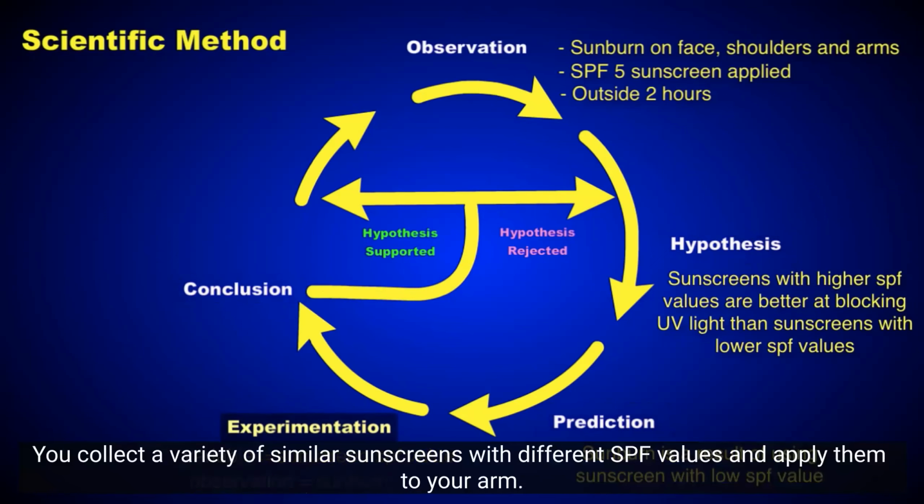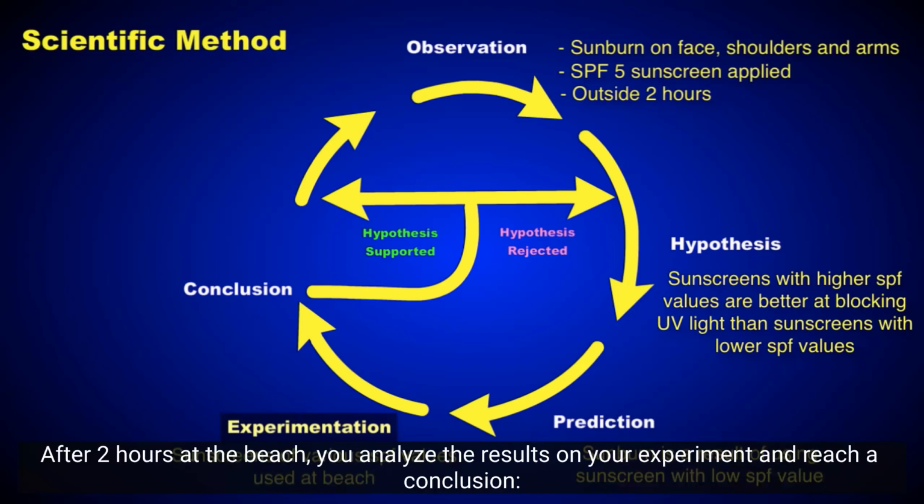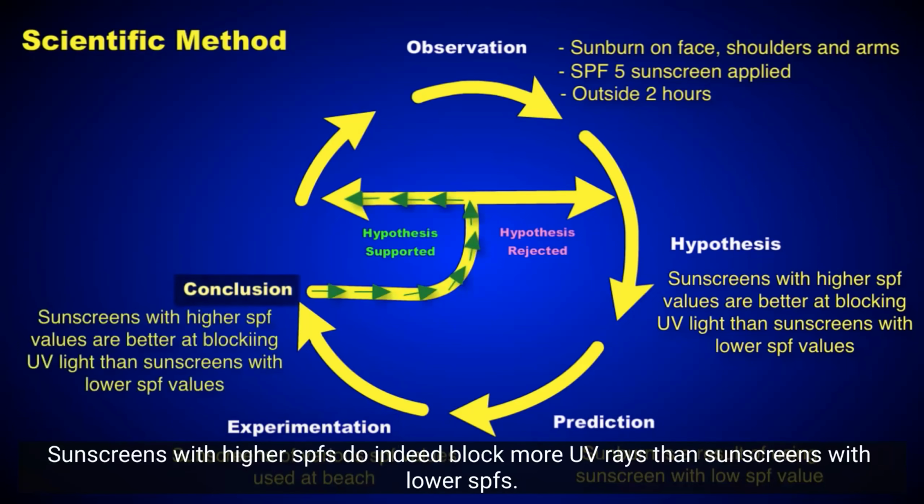You collect a variety of similar sunscreens with different SPF values and apply them to your arm. After 2 hours at the beach, you analyze the results of your experiment and reach a conclusion. Sunscreens with higher SPFs do indeed block more UV rays than sunscreens with lower SPFs.